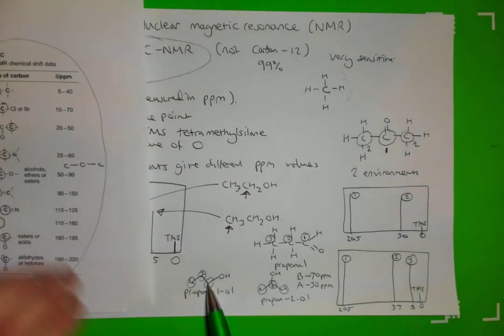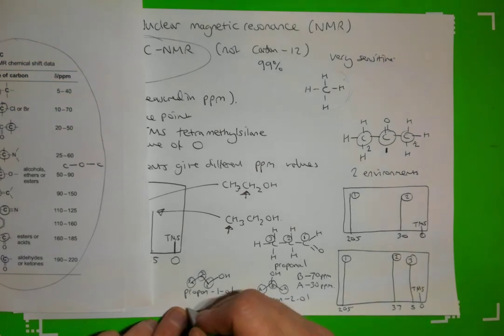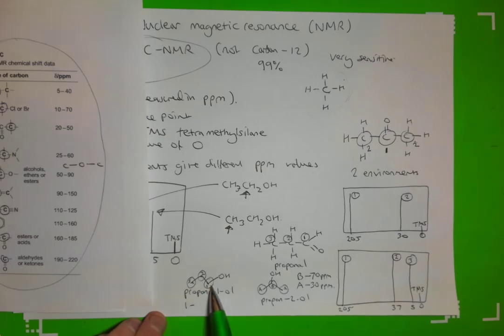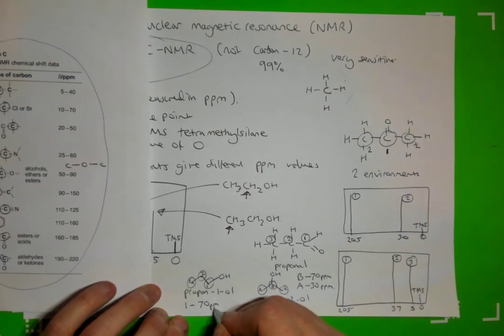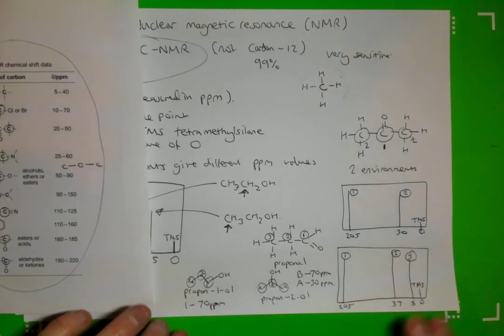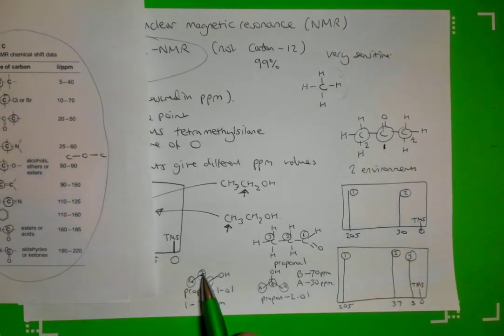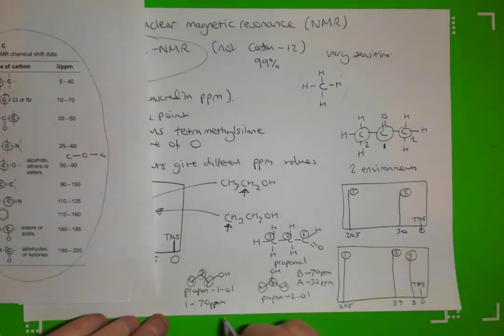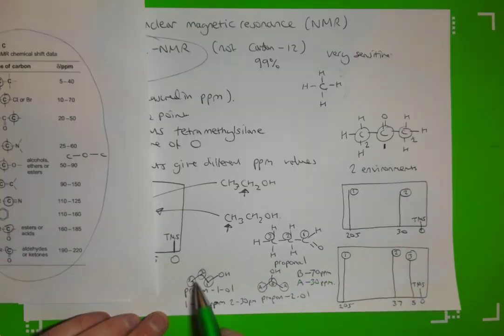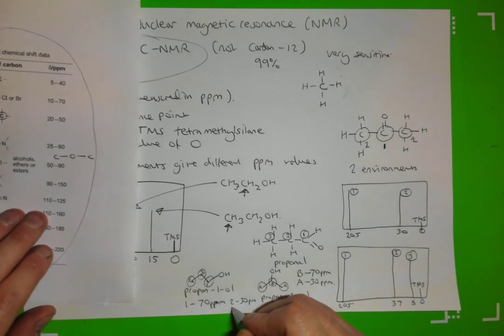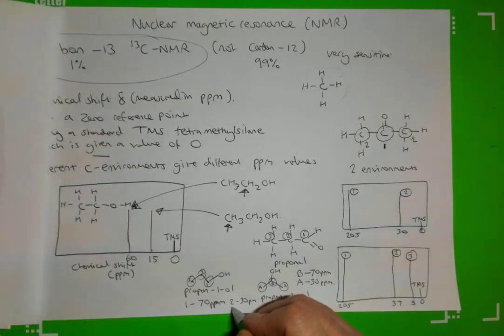Let's do the same thing for this one. So we'll call that environment number 1, remember. So environment number 1, that's an OH, so again 70-ish parts per million. Environment number 2, so here, this environment would be something like 30 parts per million. And then environment 3 would be a slightly different value as well, let's say a little bit more.